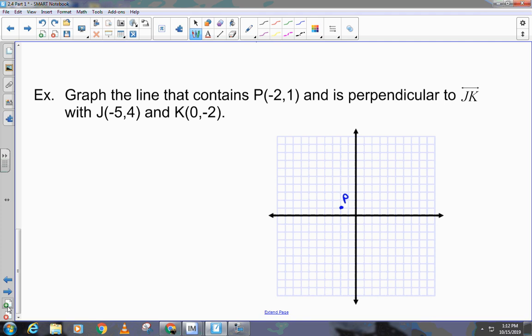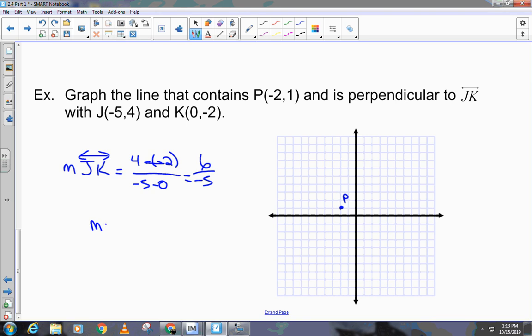Okay? What do I need from this line JK? I need the slope of that line so that the slope of the line perpendicular to it is its opposite reciprocal. Okay? So let's look at the slope of JK. Okay, so again, slope, difference in the y over the difference in the x's. That ends up being 6 over negative 5. So the slope of JK is negative 6/5.